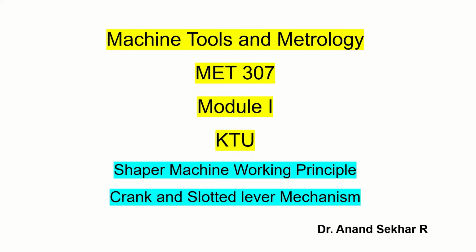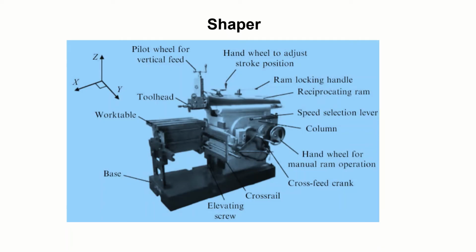Yeah, hi everyone. Today we will discuss the working principle of the shaper machine. In the last video, which I have shared in my playlist, we discussed the different parts of a shaper machine. And this is the shaper machine. Here you can see there is a tool head, and immediately below the tool head we attach the tool. And this is the work table, where we place our workpiece which needs to be machined.